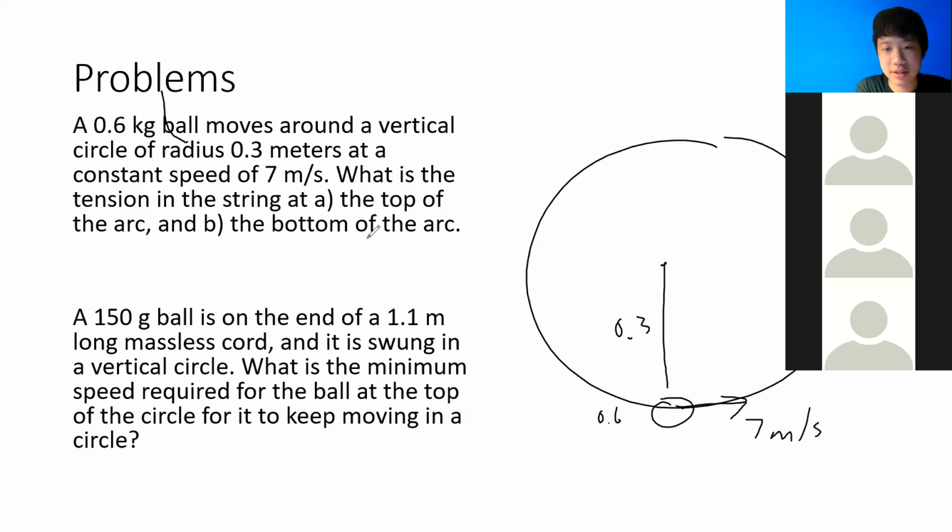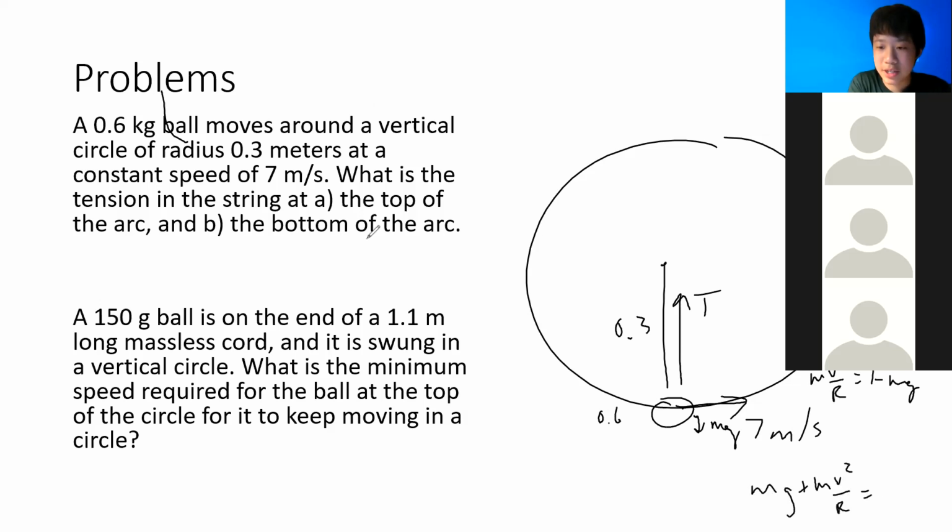As I've drawn here, let's do the bottom first. The tension in the string is providing the centripetal force, and gravity is working against it. So mv squared over r equals tension minus gravity. If we move gravity to the other side, then mg plus mv squared over r equals tension. Plugging in the values, that would be 0.6 times 9.8, added to 0.6 times 49 divided by the radius, which is 0.3, giving 103.88 newtons. Okay, that's at the bottom.